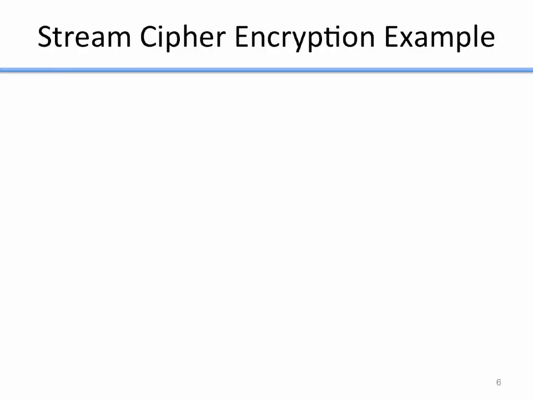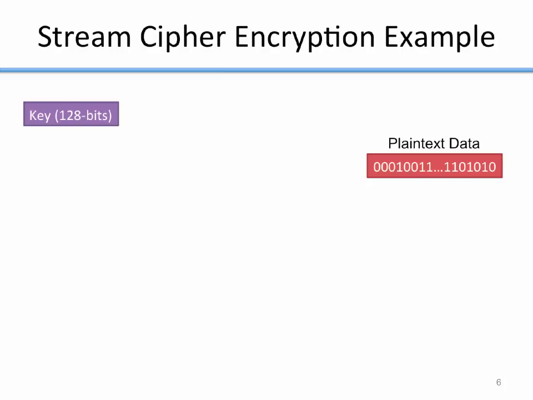But let's do a stream cipher encryption example. So what's an example of how a stream cipher would work? We start with our plain text data. This is the thing that we want to encrypt, and a key. In this case, I'm just going to say the key is 128 bits because that's a good size for a normal symmetric cryptographic key, and I want you to get used to those types of numbers. So in this case, we'll have a 128-bit key.